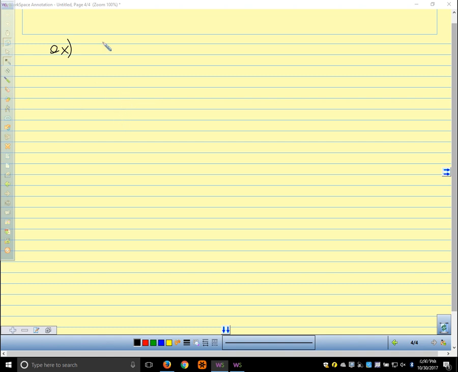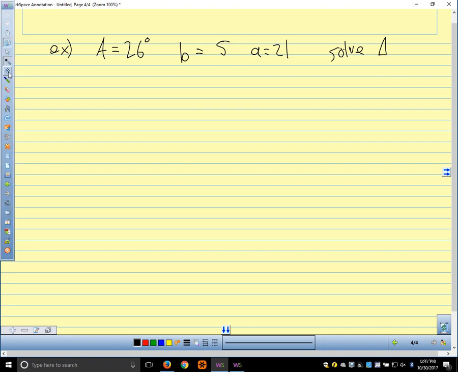All right, so let's say that angle A is 26 degrees, b is 5, and side a is 21. We want to solve the triangle. All right, so I'm going to draw a picture. I always draw my picture like this. I don't know if this is going to connect. That's A, that's 26 degrees. This is 21, and this is 5.